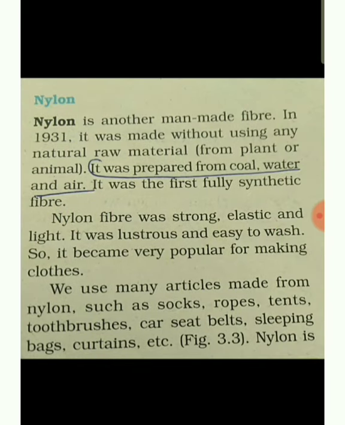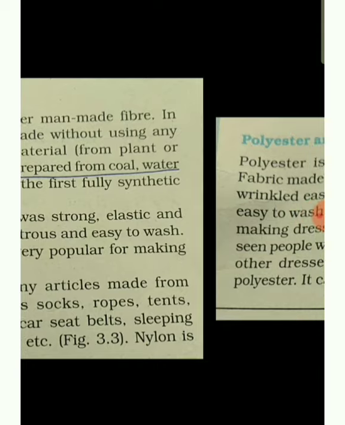Then second, that is nylon. It is also another man-made fiber. It was prepared from coal, water and air, and is the first fully synthetic fiber. It is strong, elastic and light. It was lustrous and it is easy to wash. So it became very popular. We use many articles made from nylon such as socks, ropes, tents, toothbrush, car seat belts, etc. So these are the articles made from nylon.